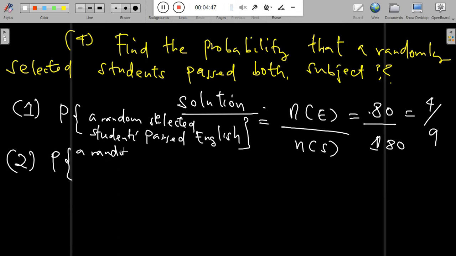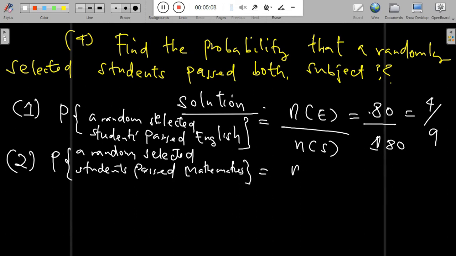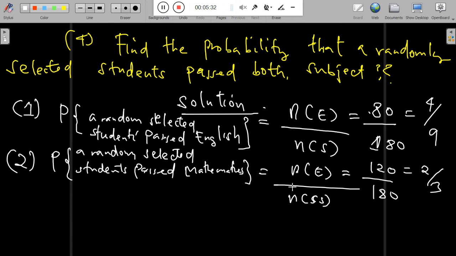Second, we're required to solve the probability that a randomly selected student passed mathematics. This is given by taking the number of events over the number of the sample space, where the number of students who passed mathematics was 120, divided by the total sample space, that is 180. So the probability that a randomly selected student passed mathematics is equal to 2 over 3.